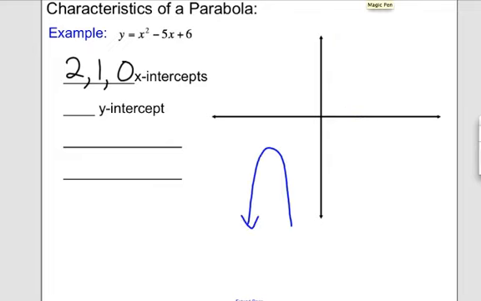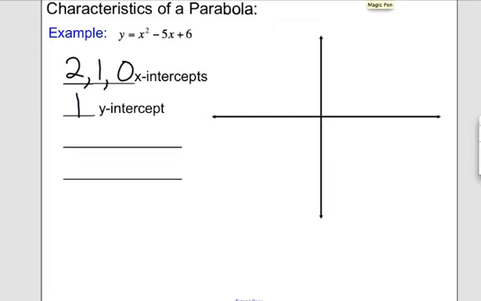This parabola does not go up to the x-axis, or maybe it's above. But there are three different cases. Either they're going to have 2, 1, or 0 x-intercepts. So we're always going to test for those first. It will always have one y-intercept. That's a fact. It will always have one y-intercept. So we will always be able to graph the y-intercept.